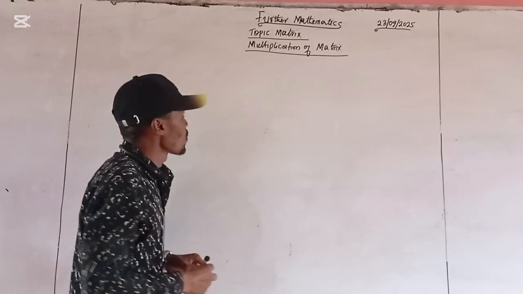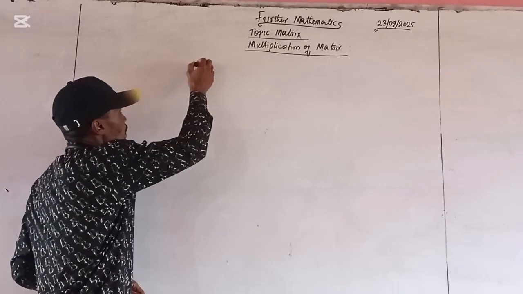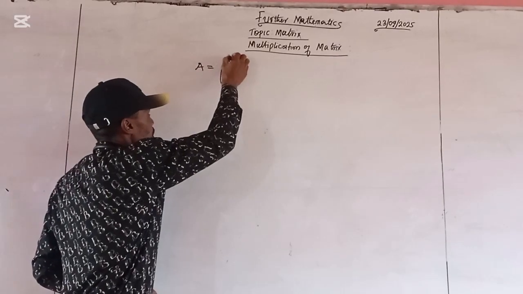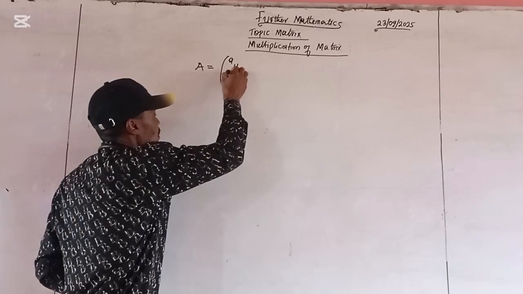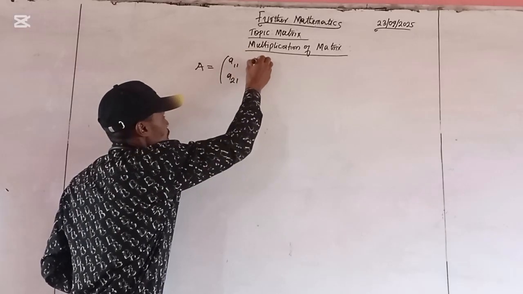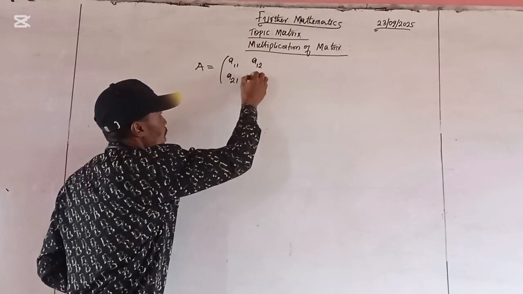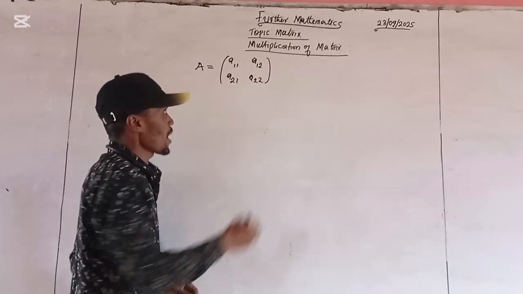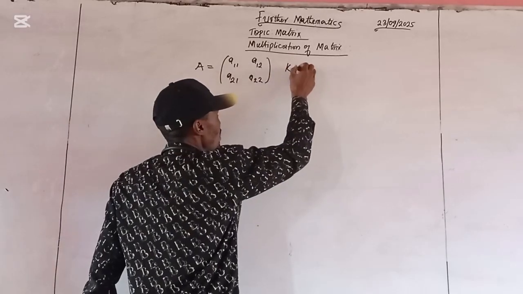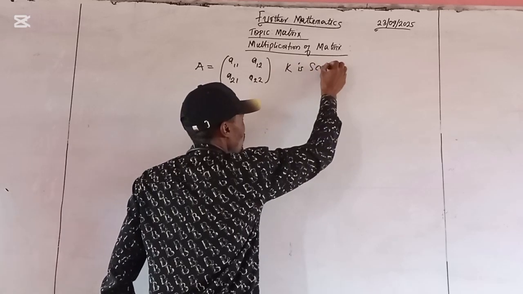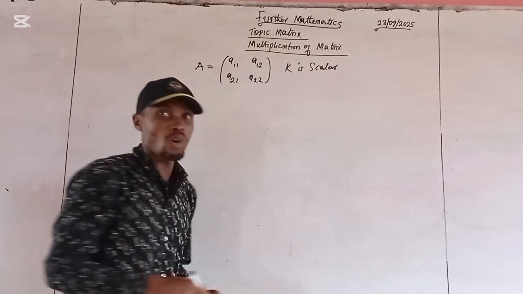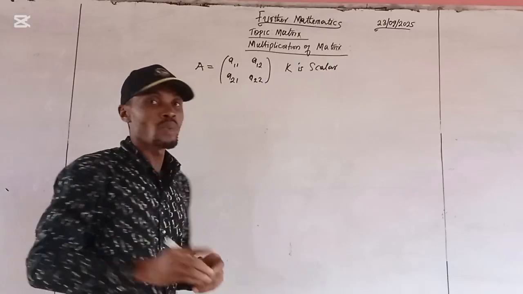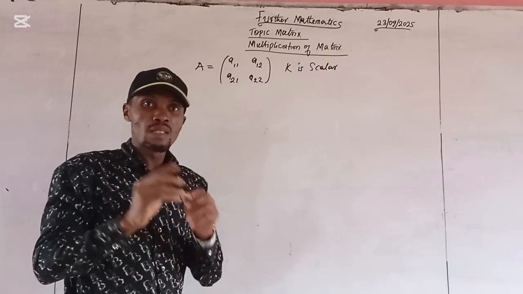Let's go. Now, suppose we have a matrix A, and A is defined as A11, A21, A12, and A22. And a scalar K. K is a scalar, otherwise called a constant.